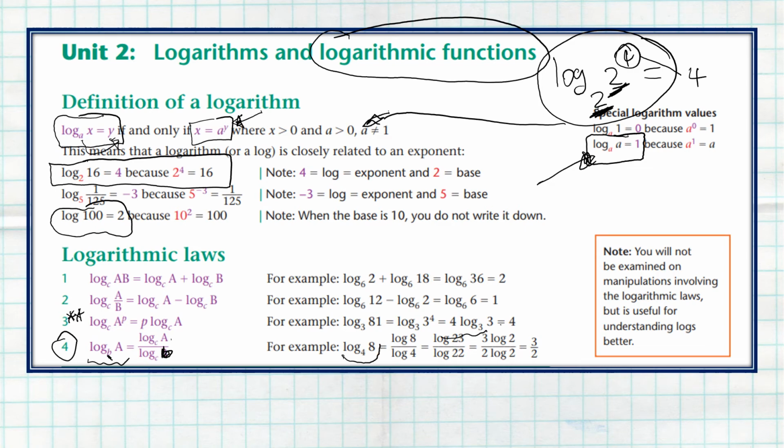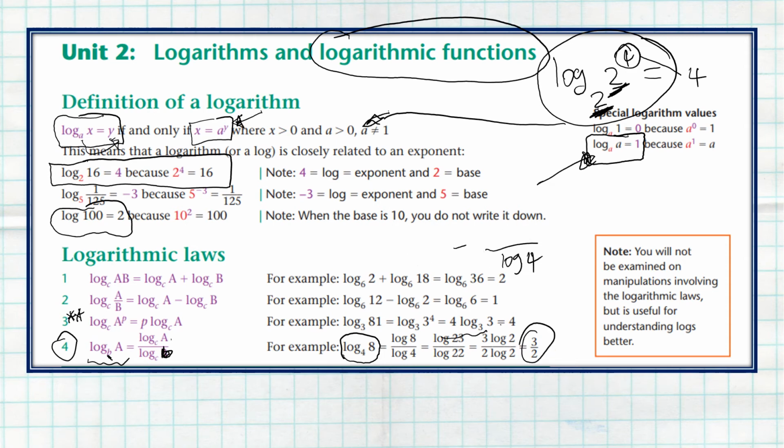If I have log base 4 of 8, I can write it as log 8 over log 4. I changed the base already, because now the base has become 10. Even though we don't write it, just know the base is 10. Then that can be simplified and you can get the answer. Using your calculator, you're definitely going to get the answer.